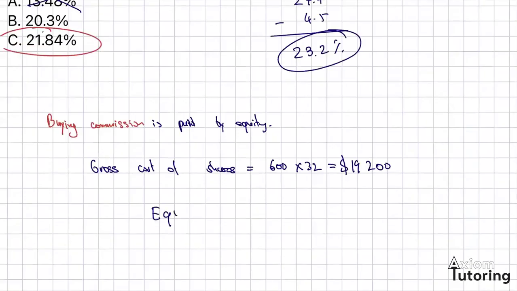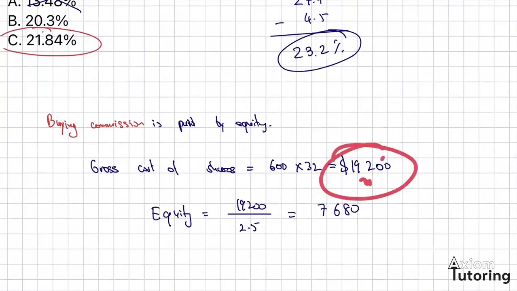Equity is total fund, which is 19,200 divided by the leverage, which is 2.5. So my equity is 7,680. You could have also done this by realizing that it's 40% of this, right? So what's the margin? What's the share of those gross funds that you're putting in as your own equity?